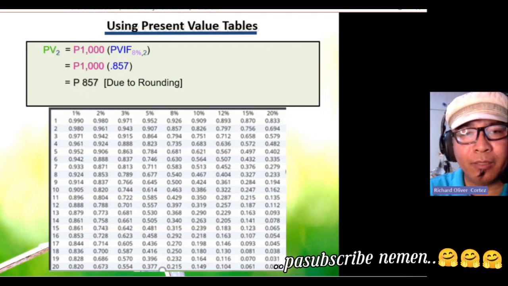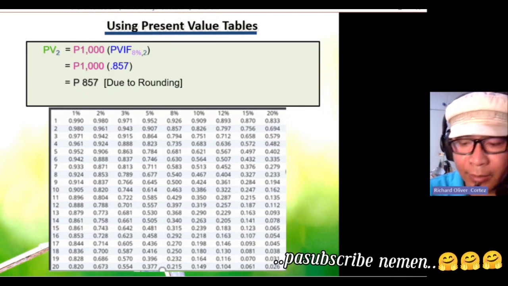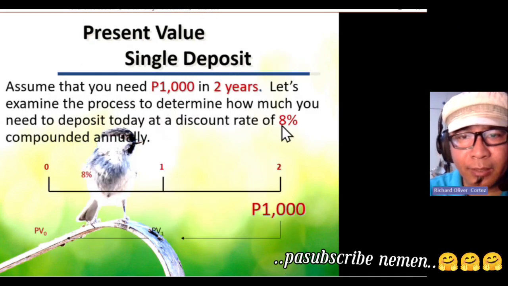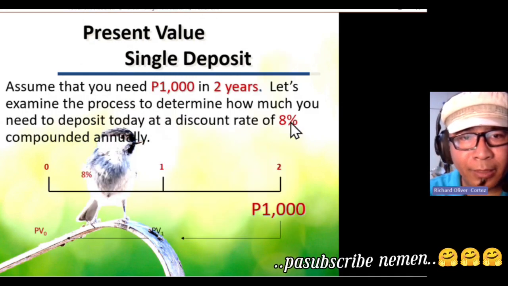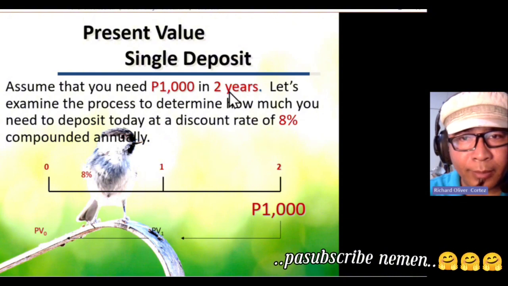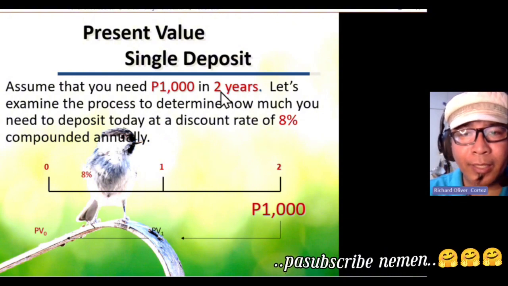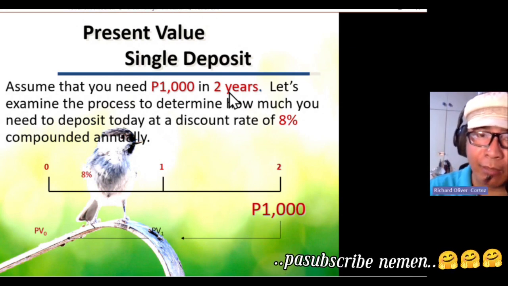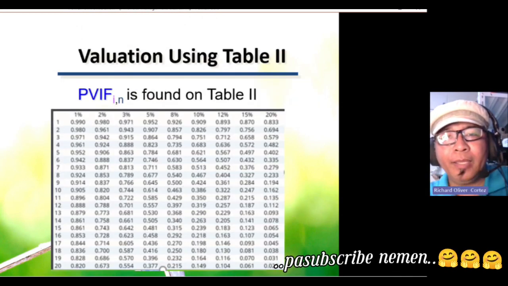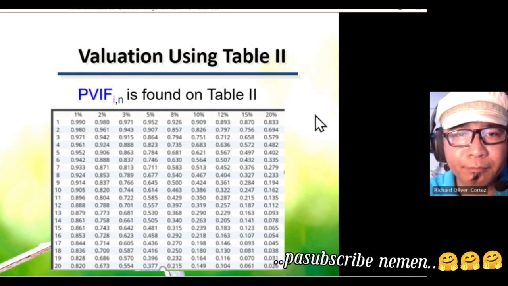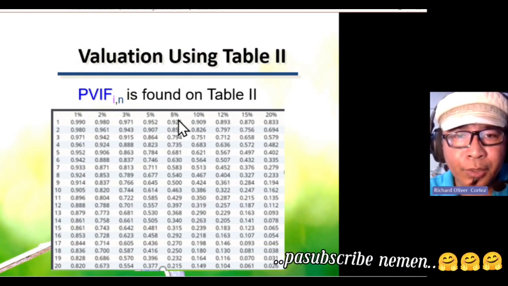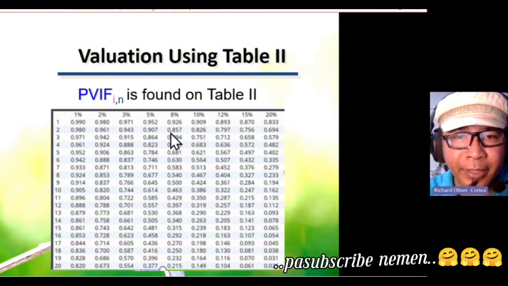Right? So, hanapin natin yung percentage sa ating ginamit. Sabi natin, the percentage to be used ay 8%. Pabalikan natin ito. 8%. Yan. 8%. Tapos, to be compounded annually sa loob ng 2 taon. Okay? So, ang I ay 8%, ang N ay 2. Okay? So, hanapin natin sa table number 2. Ang I ay 8%. Ang N ay 2. So, ito siya. 0.857.